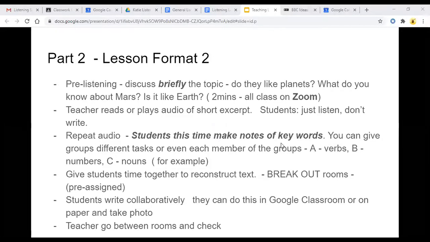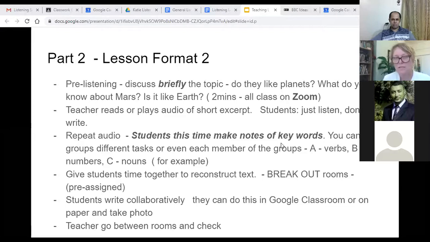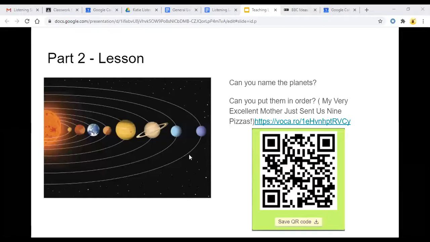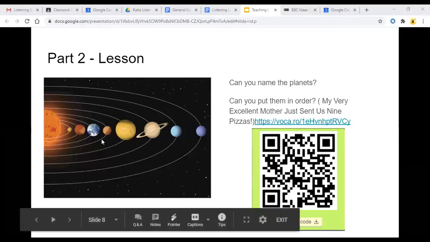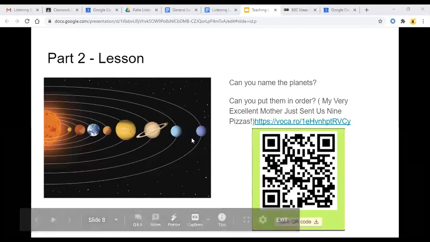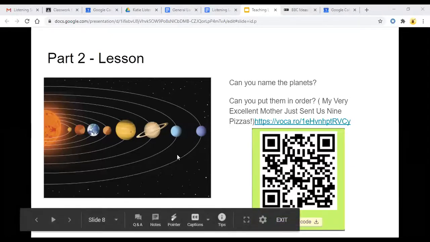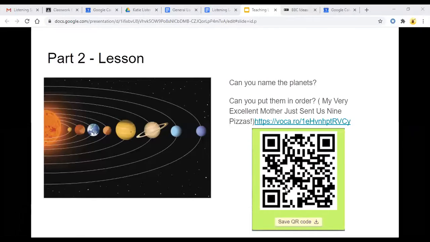So generally, we do a short pre-listening task. Just discuss briefly a topic. Now, I've chosen as the topic planets and Mars, and I've chosen this topic here, okay? And so I thought that a nice little pre-listening task to bring up to the students would be to just have a photograph, a picture like this, and ask, can you name the planets? Can somebody name the planets? I'm going to ask Mutaz, as I remember that name.